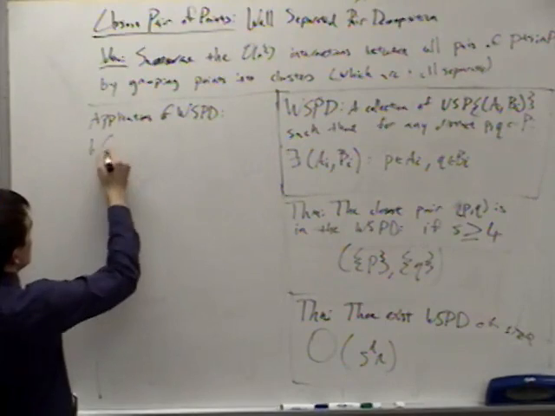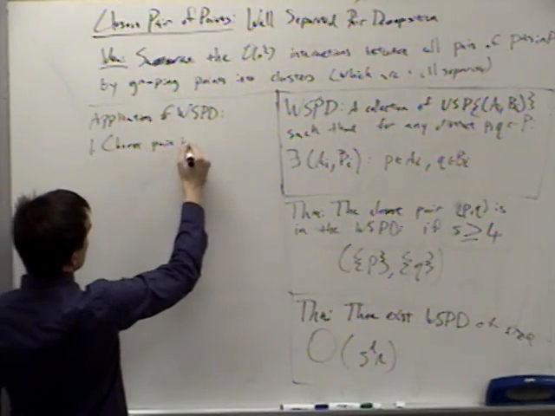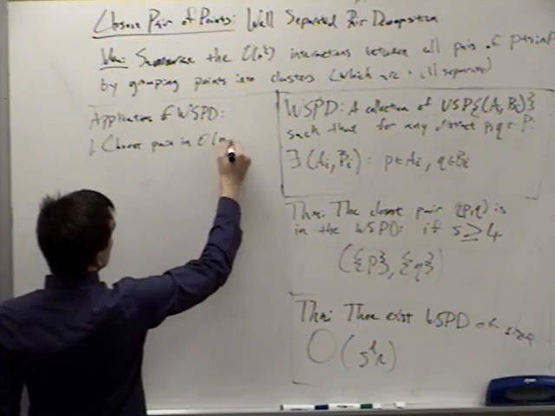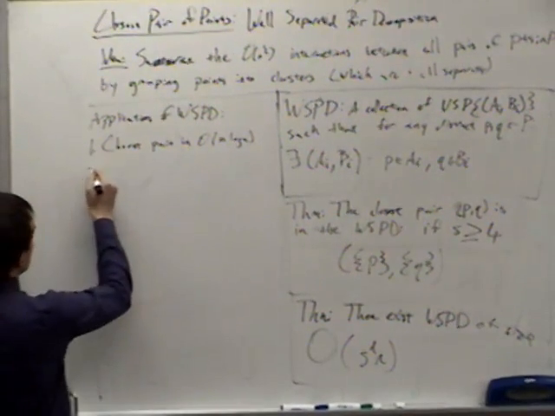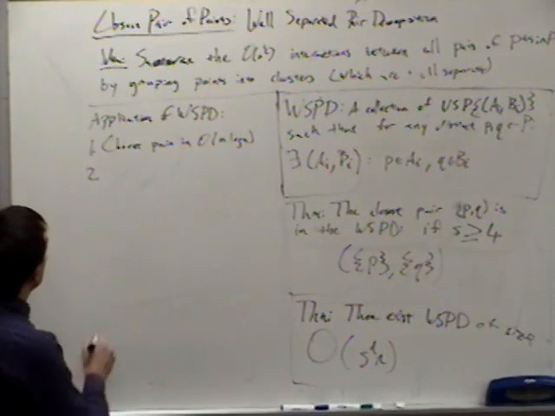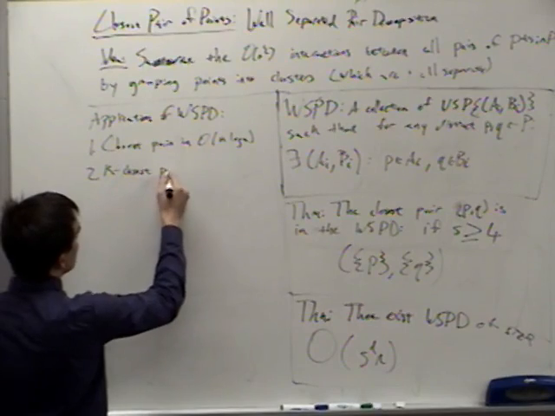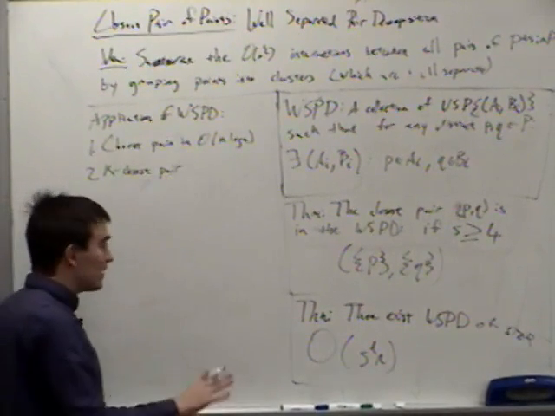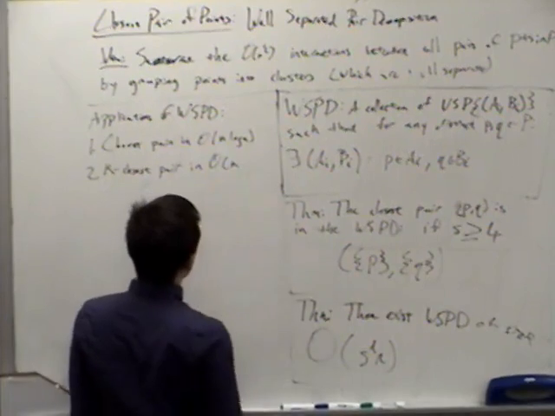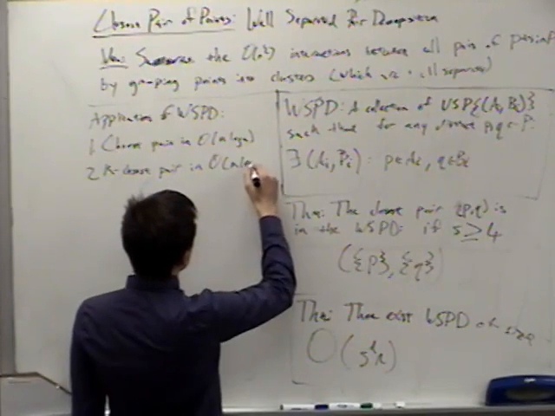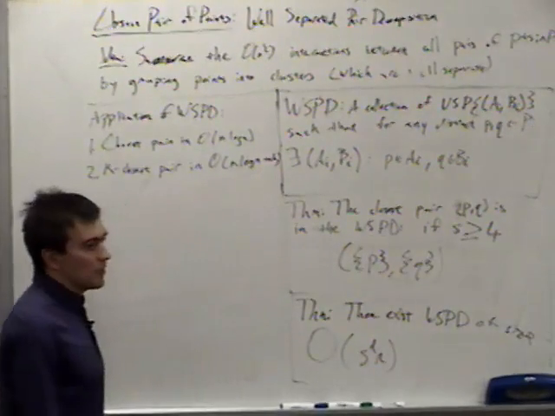The first one is we can do closest pair in order n log n, ignoring the dimensional constant. Second, we can find the k closest pairs, so not just the single closest pair of points, but the first k of them, in order n log n plus n times k, where k is the number of pairs that you have to report.